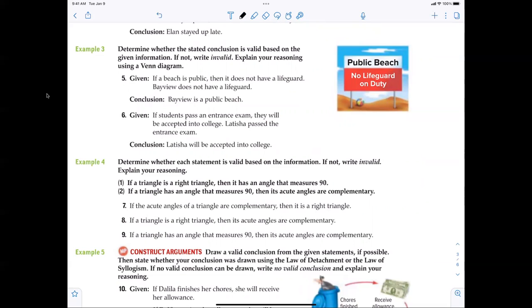Now, I'm trying to convince you that just writing the letters simplifies the process, right? If a beach is public, then it does not have a lifeguard. Bayview does not have a lifeguard. That is referring to Q, not P. So it's not valid. All right, is everybody seeing how easy that is?